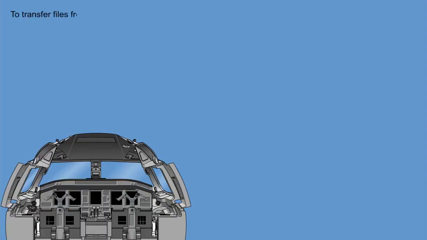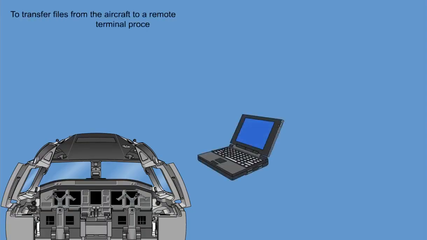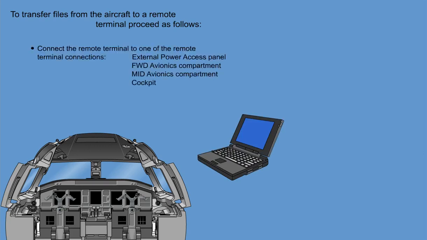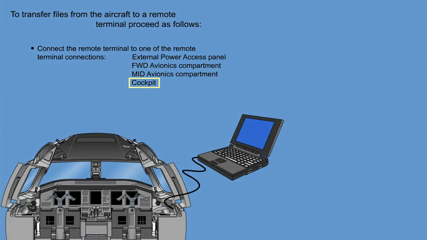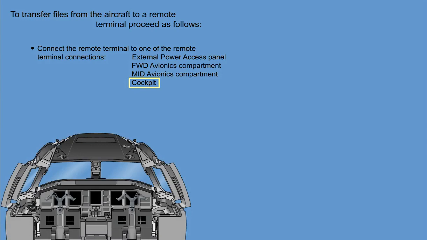To transfer files from the aircraft to a remote terminal, proceed as follows. Before starting the procedure, make the aircraft safe for maintenance. Connect the remote terminal to the LAN port, to one of the remote terminal connections. Energize the remote terminal and start the appropriate software. From this point, the sequence for transferring files is the same as transferring files by the use of MFD2. After completion of the file transfer, de-energize the remote terminal and disconnect the remote terminal from the LAN port terminal connection.